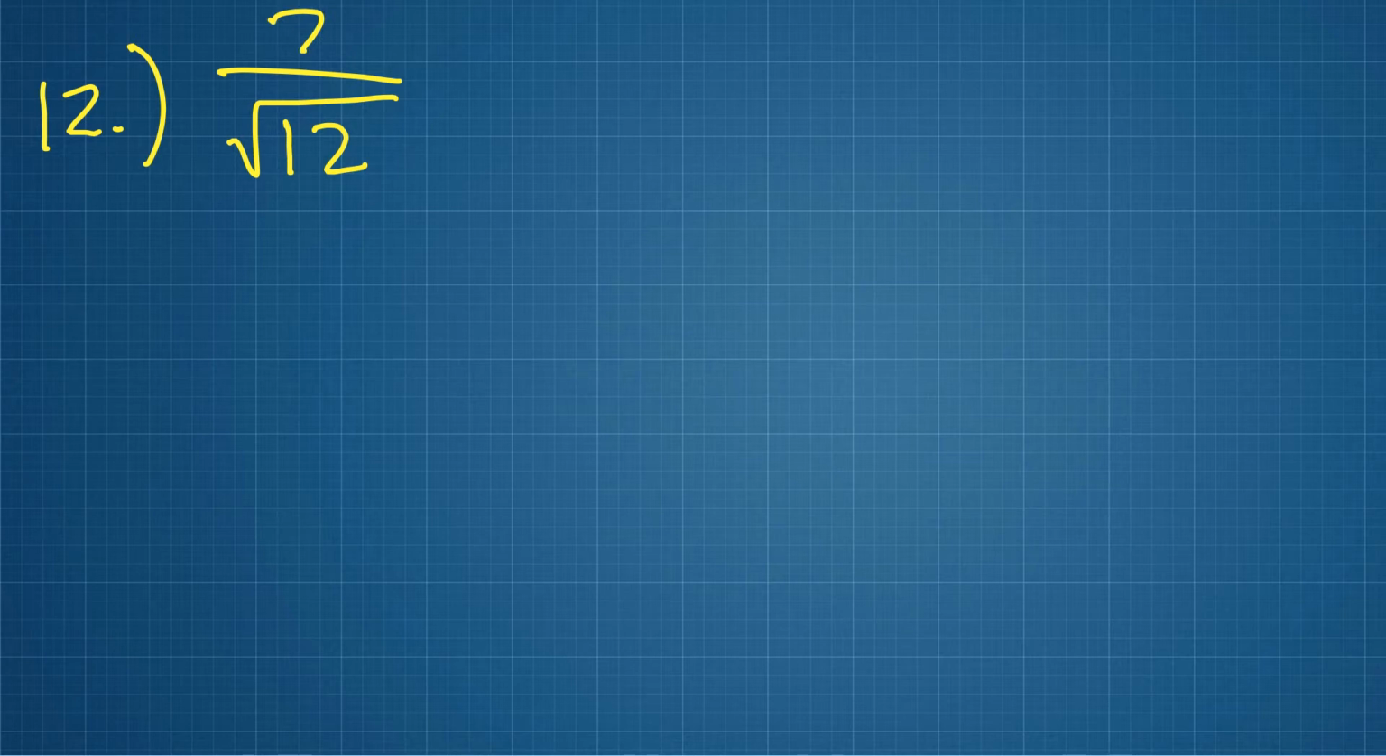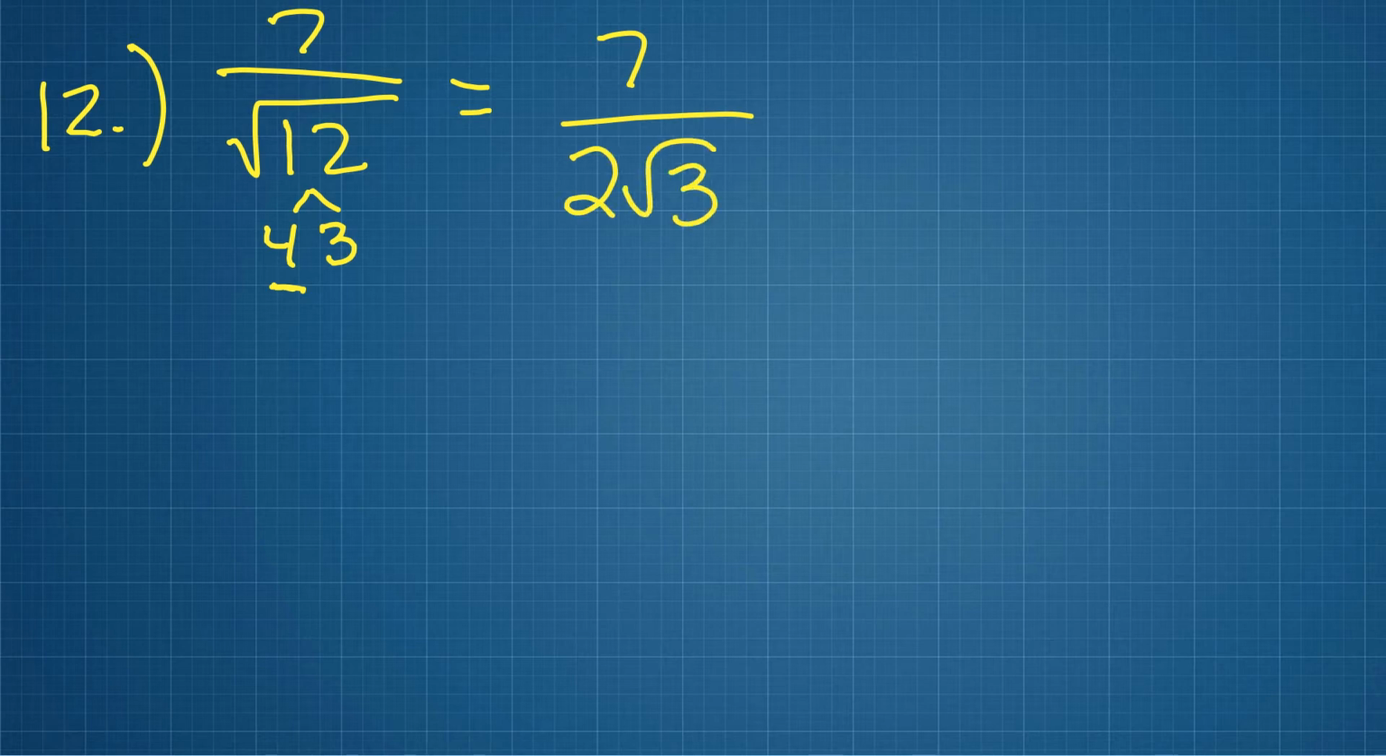I'm going to say, what numbers go into 12? Well, 4 is perfect. It goes into 12 as 4 times 3. So this 4 gets to leave jail. So this turns into 7 over 2 radical 3. Now, I am not allowed to have a radical in the bottom. So you're not allowed to leave a radical in the bottom.